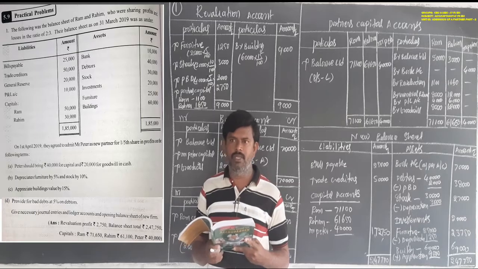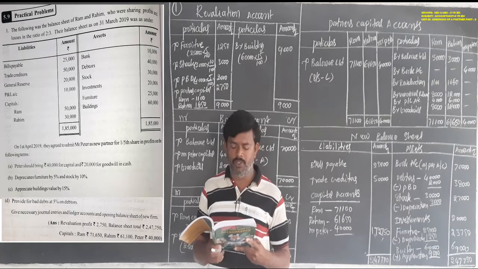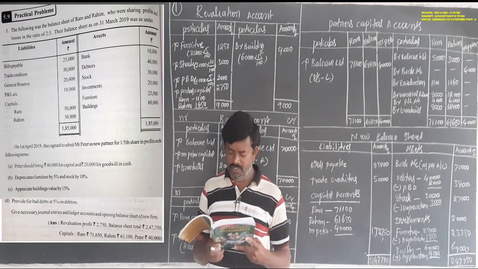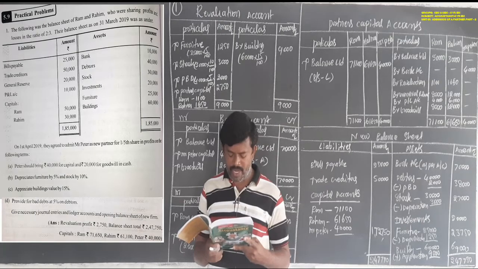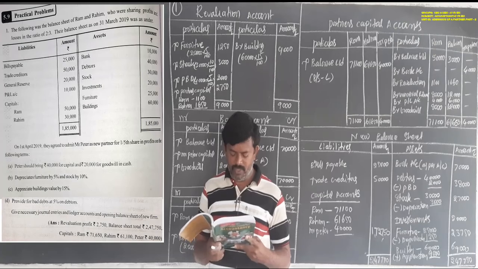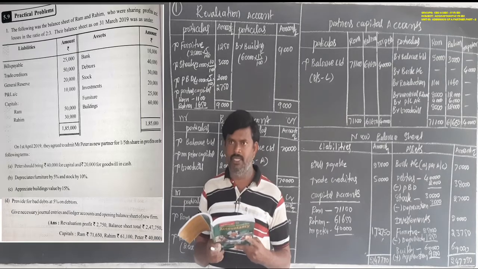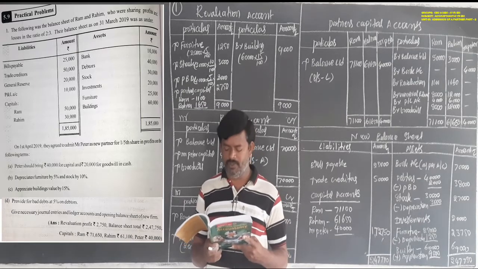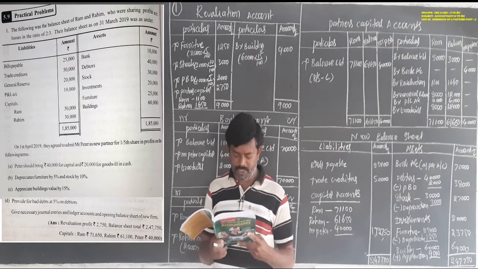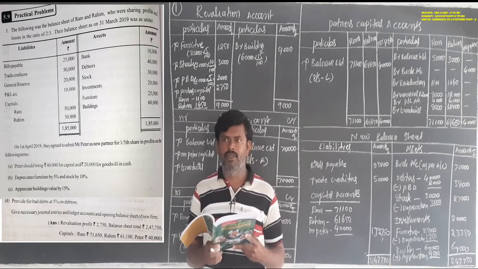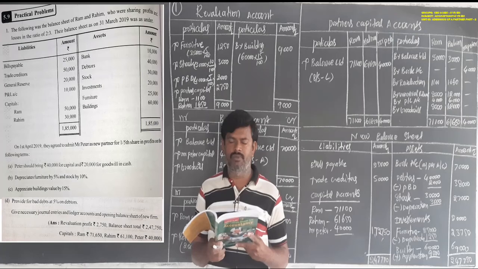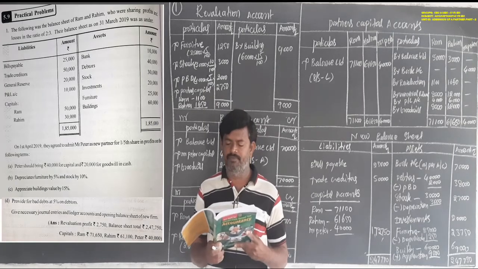The depreciation must be calculated on the balance sheet values. Furniture value is 25,000 at the rate of 5%, so 25,000 × 5 by 100 gives 1,250 rupees. Stock is 30,000 at 10%, so 3,000 rupees is the stock depreciation. Building appreciation is 15% on 60,000, so 60,000 × 15 by 100 gives 9,000 rupees appreciation.